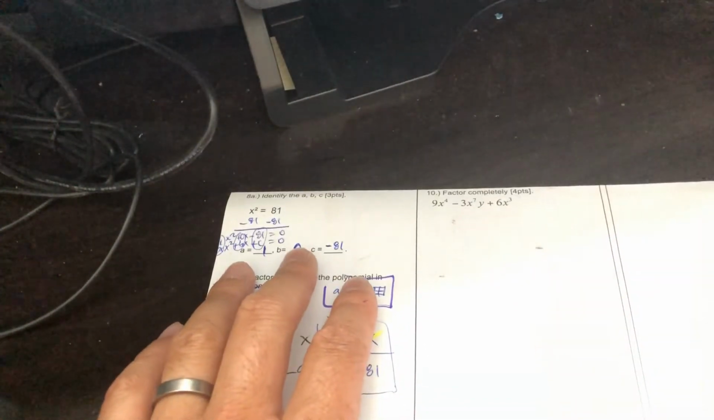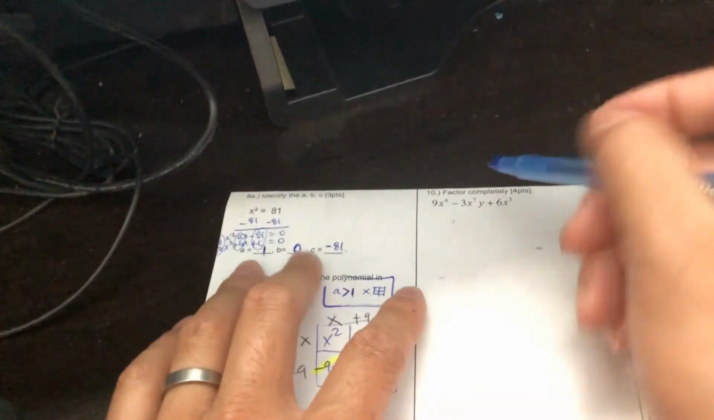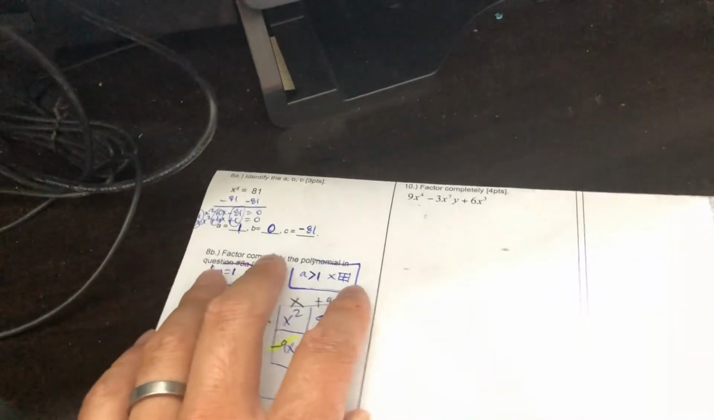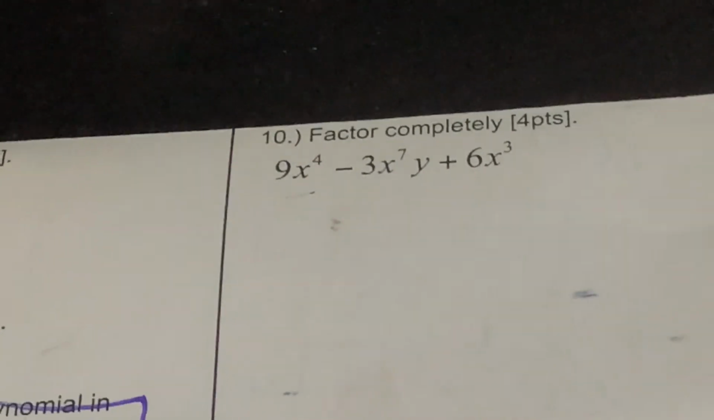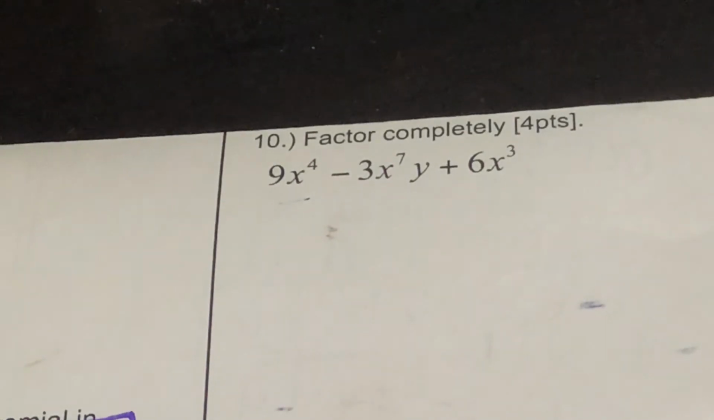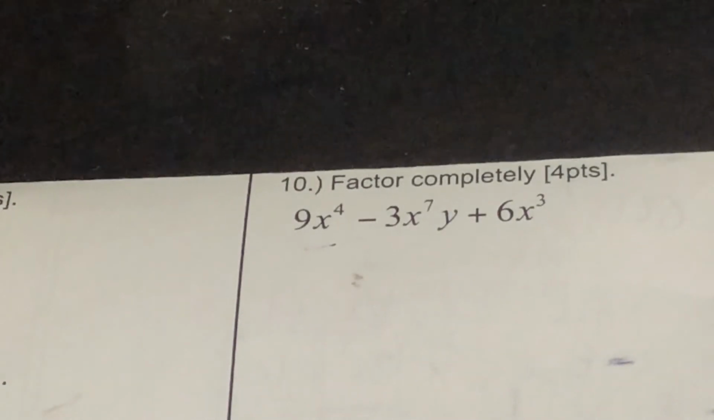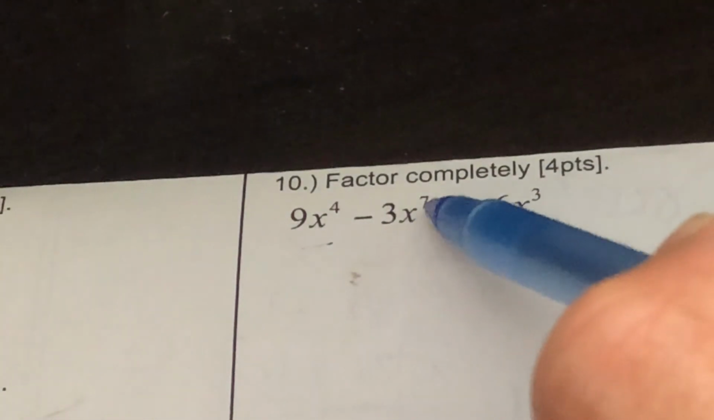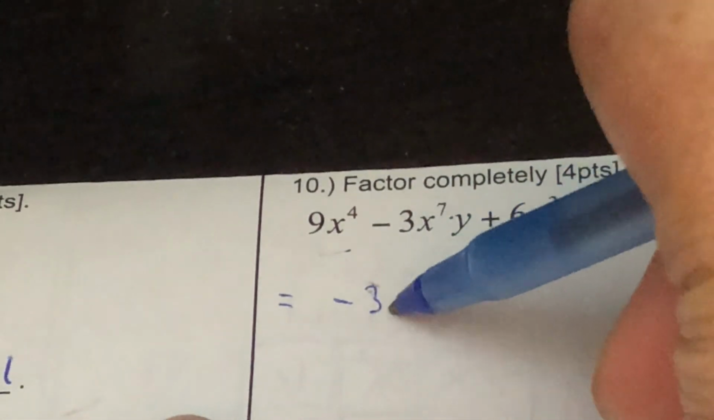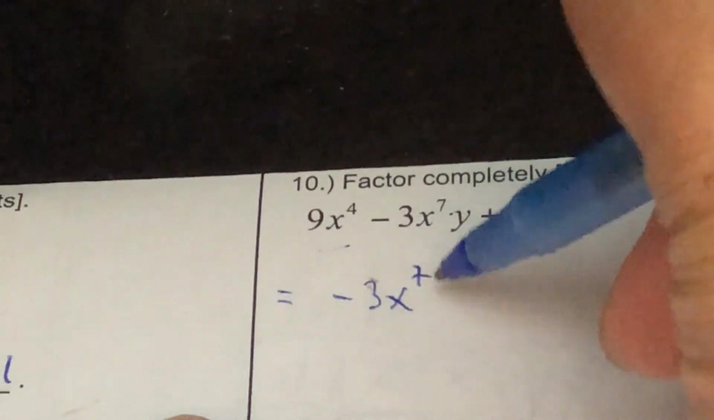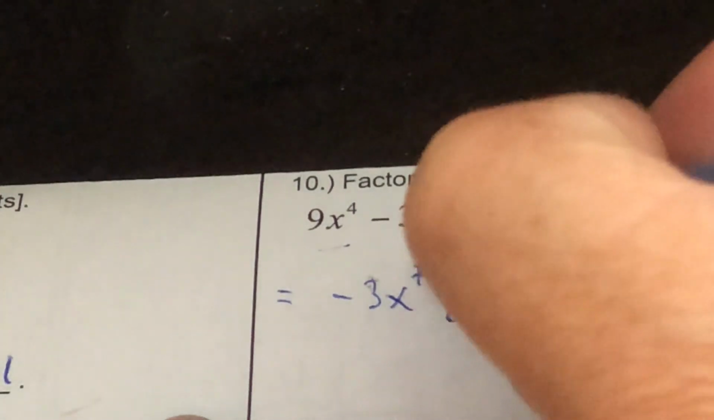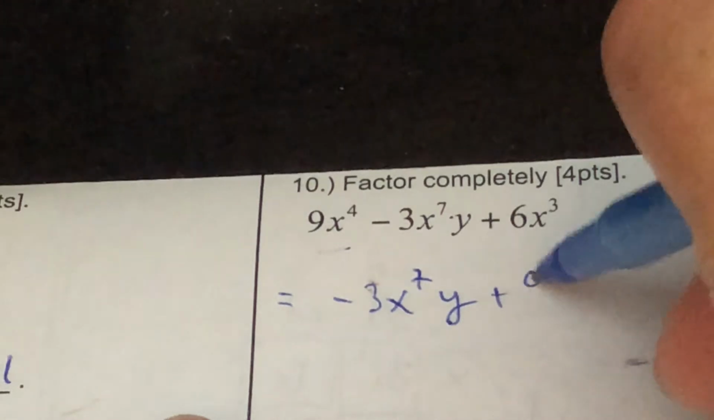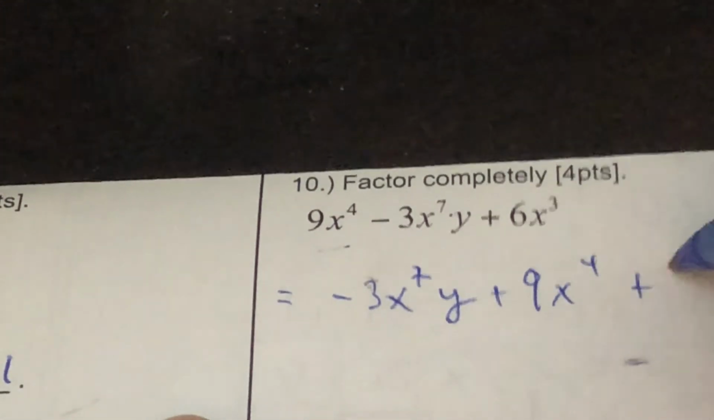Question number 10. Factor completely. So you should recognize that this problem is not in descending order. What is descending? Whoa, earthquake. No, it's not. Sorry, sick. Descending order is by the power. So I'm going to write descending order. So that's the 7th power. And I'm going to write the 4th power. 9 is positive. And then plus 6x to the 3rd.